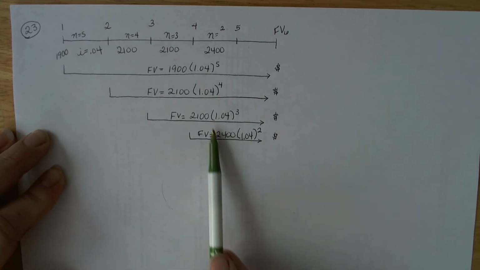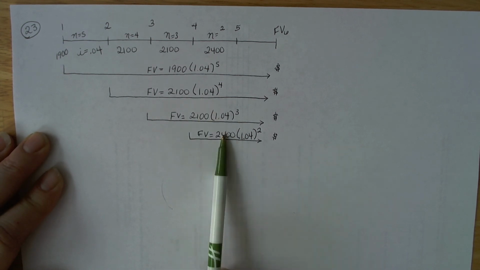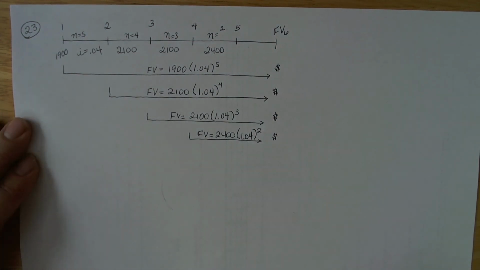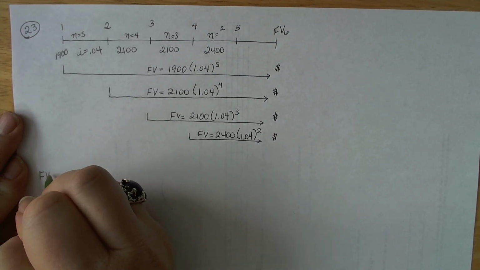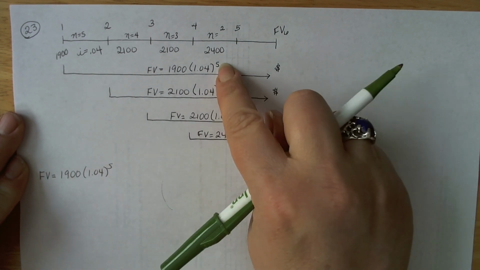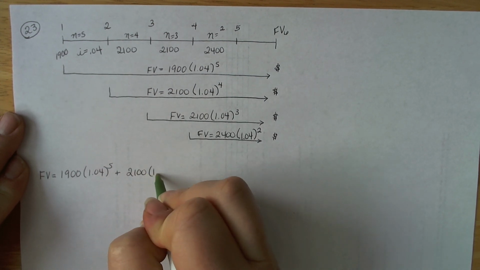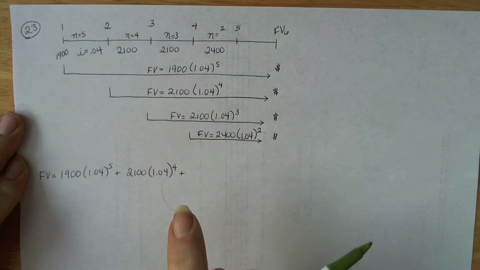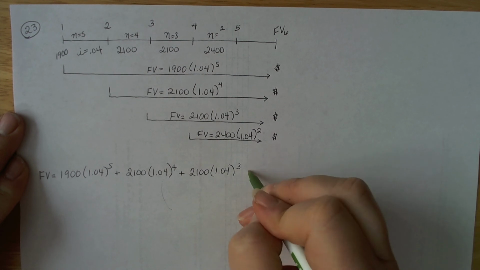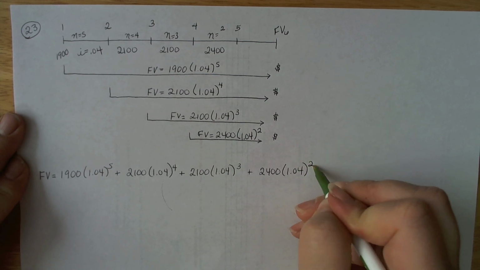So essentially, as we're setting up this problem, we're taking into consideration that all the money is going to be sitting in the account collecting interest through year 5. So we're going to add those together. Applying the formula, it's 1,900 times 1.04 raised to the 5th, plus 2,100 times 1.04 raised to the 4th, plus 2,100 times 1.04 raised to the 3rd, plus 2,400 times 1.04 raised to the 2nd.